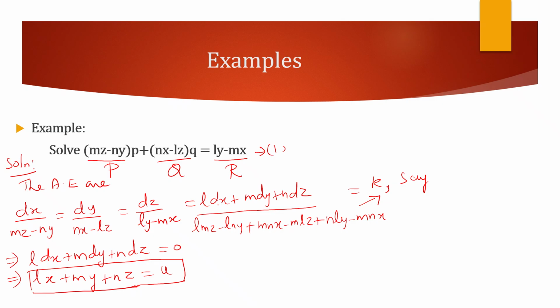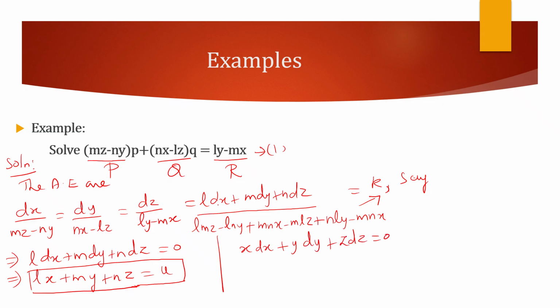How can I choose different multipliers in order to get a different solution as my second one? Here I can choose my second multipliers as x, y and z. Here I have chosen the multipliers as L, M and N; like that I can choose my multipliers as x, y and z. If I apply the procedure by choosing the multipliers, I can say x dx plus y dy plus z dz is equal to 0.